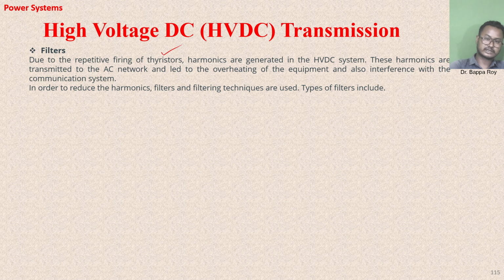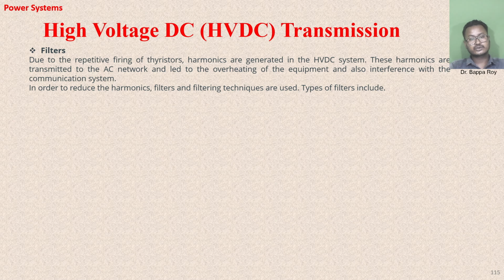Harmonics you can see in a simple graph, maybe as a spike. I'm not able to draw that properly, but for now let's just go with that. Harmonics generated means some disturbance in a simple graph, you can assume that. Harmonics are generated in HVDC systems, so these harmonics are transferred to the AC network if we don't use a filter. That thing we already said.